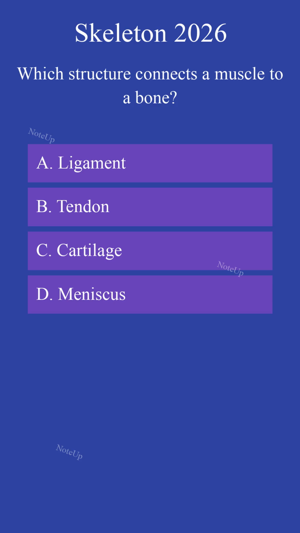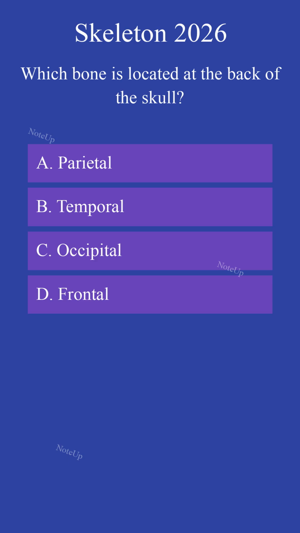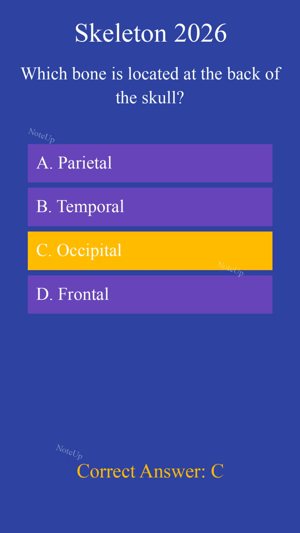Which structure connects a muscle to a bone? The correct answer is B, tendon. Which bone is located at the back of the skull? The correct answer is C, occipital.